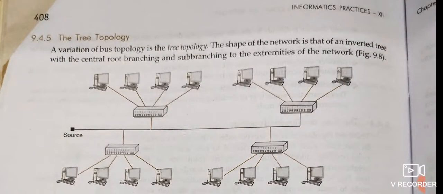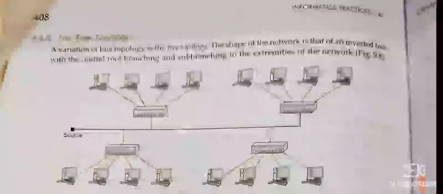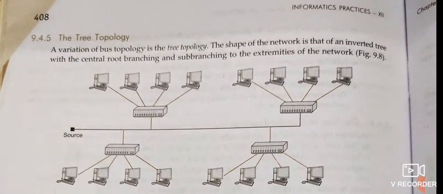The shape of the network is that of an inverted tree with the central root branching and sub-branching to the extremes of the network. Central root branching means you can see that from the center of each and every hub there is a branch of connected nodes, right? So that is why it looks like a tree.